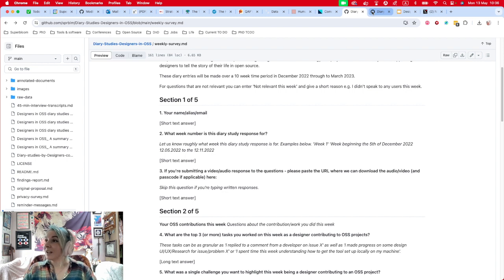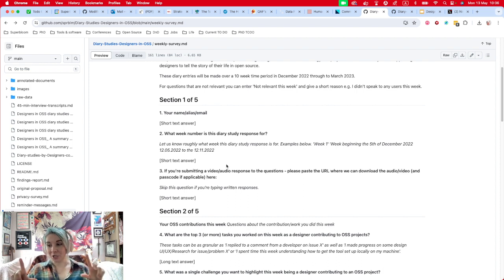Yeah, we had a few different sections every week. And the thing that I just wanted to say about the weekly submissions: the other flexibility that we offered the diary study respondents was that we wanted to collect 10 weeks of information. Ideally, we'd collect 10 weeks in a row of information.